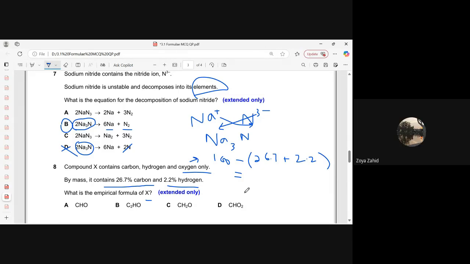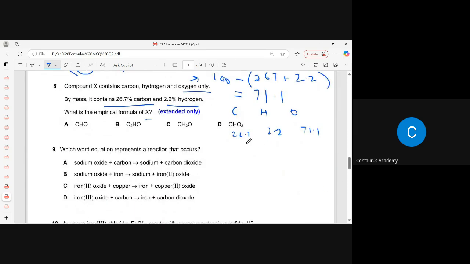71.1. So this is basically the percentage of oxygen. All right. Now we're going to write down carbon, hydrogen, oxygen. Their percentages are to be written: 26.7, 2.2, and 71.1. Next, divide all of these percentages by their relative atomic masses. That is 12, 1, and 16 respectively.